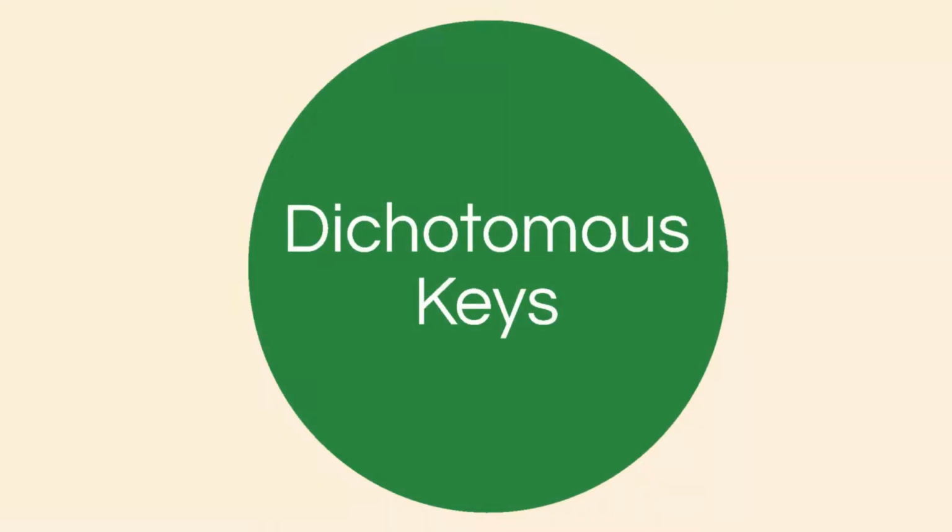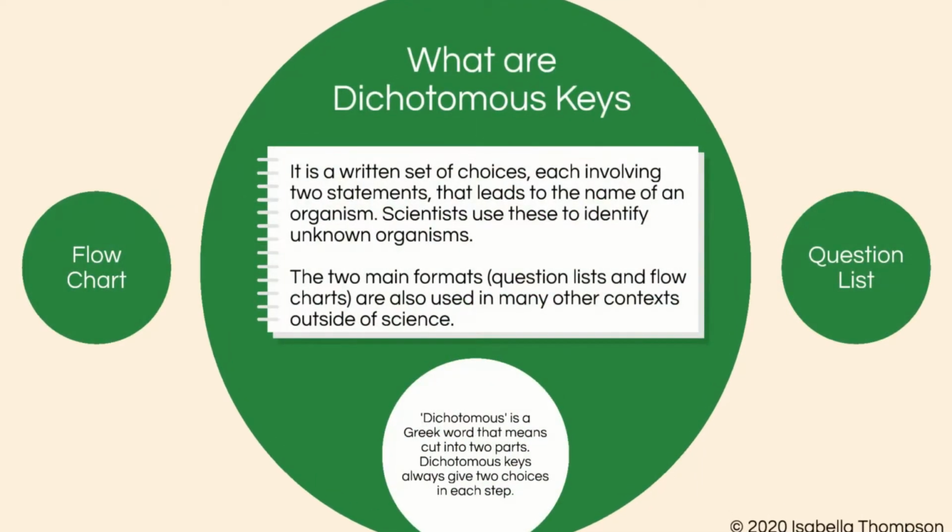Okay, so this is about dichotomous keys. Now, we've got some rules generally about how dichotomous keys work and what they are, and then we've got two main types that we can use and how we can format them. So a dichotomous key is basically a set of choices, and at each step there are only two choices, often just yes or no, but sometimes we have other descriptions.